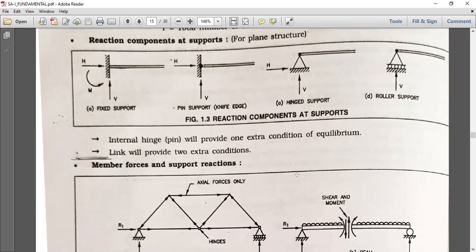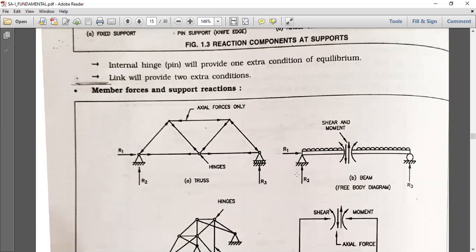Internal hinge or pin will provide one extra condition of equilibrium. That's why small r plus 1. A link will provide two extra conditions, that means small r plus 2.